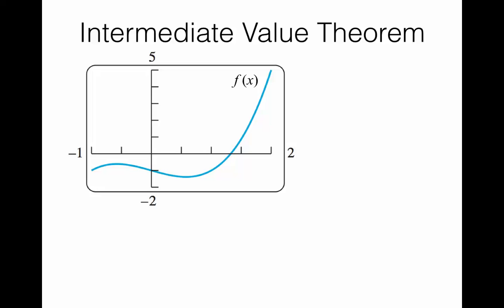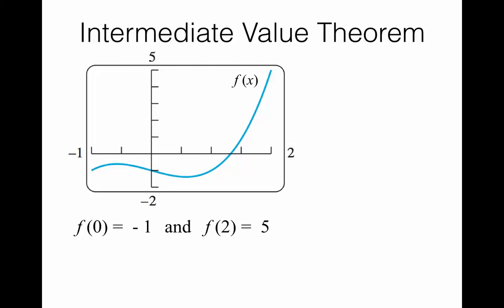Notice a few points on the graph. At x equals 0, the function is at height -1. So f of 0 is -1. And if we look at x equals 2, the function is at height 5. So f of 2 equals 5.